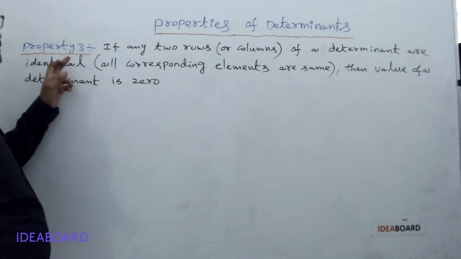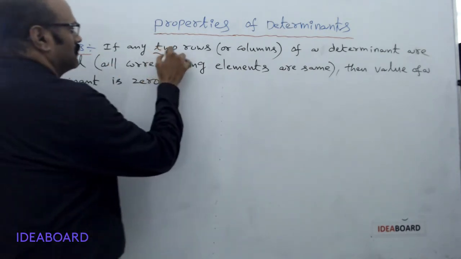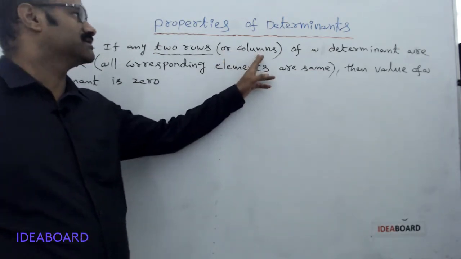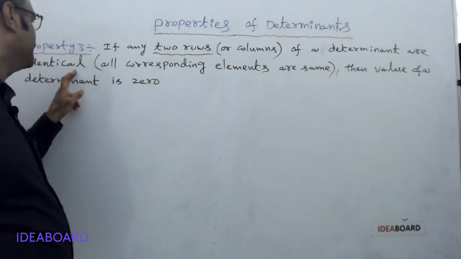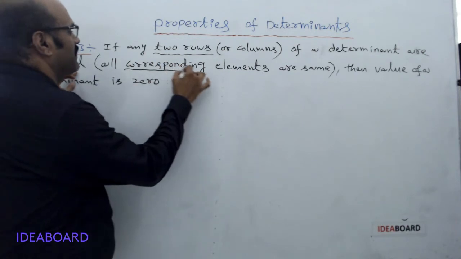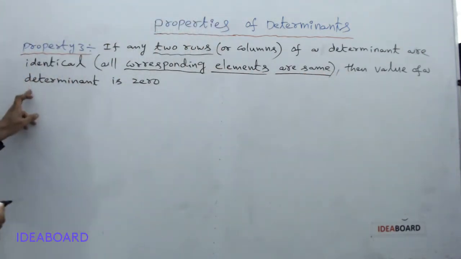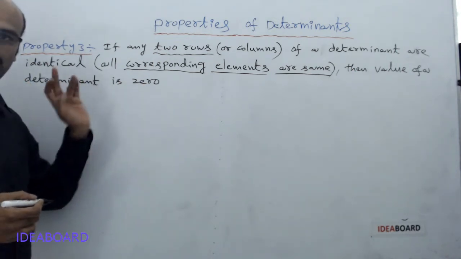Next, property 3. If any two rows or any two columns of a determinant are identical, in the sense that all corresponding elements are the same, then the value of the determinant is always equal to 0.